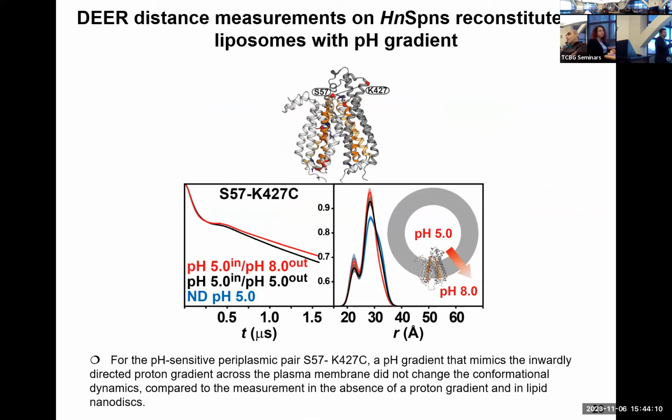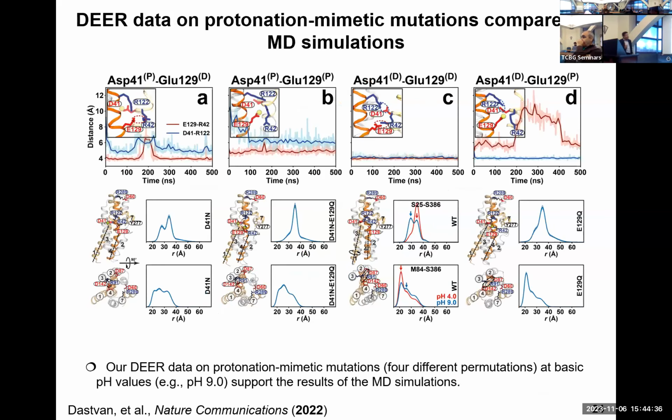To test that, we reconstituted the protein in liposomes. And remember, in nanodisc we don't have a pH gradient, but in liposomes we can have one. These were inside-out proteins. So if the pH inside was 5 and outside was 5 and 8, again, we cannot detect conformational changes, meaning that the periplasmic side is weakly coupled. So this proves it.